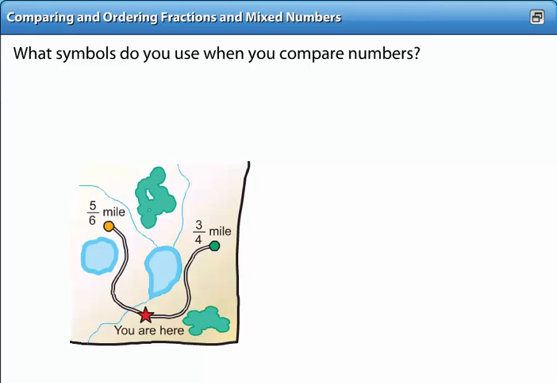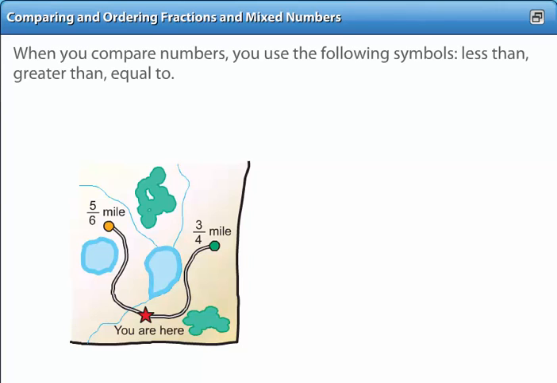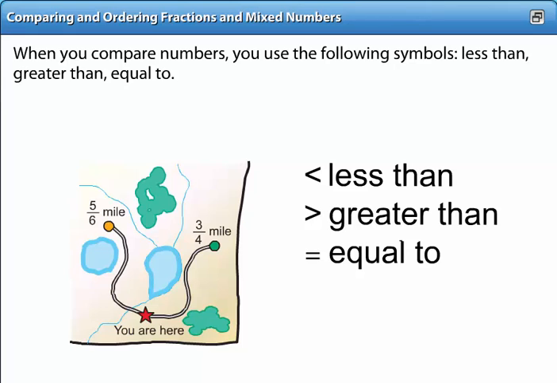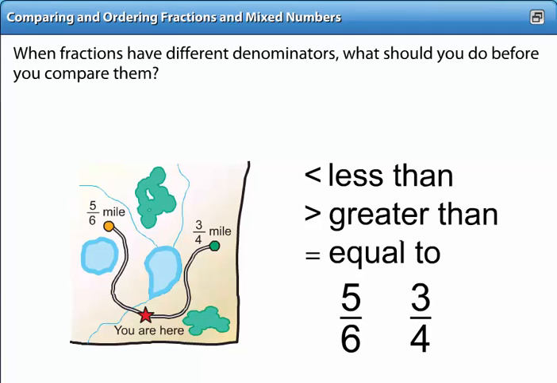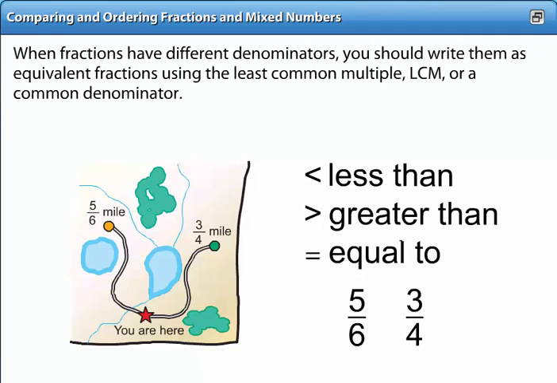What symbols do you use when you compare numbers? When you compare numbers, you use the following symbols: less than, greater than, equal to. When fractions have different denominators, what should you do before you compare them? When fractions have different denominators, you should write them as equivalent fractions using the least common multiple, LCM, or a common denominator.